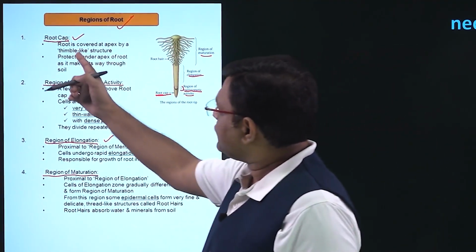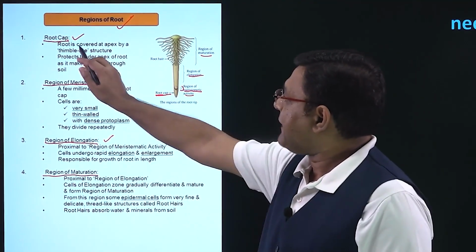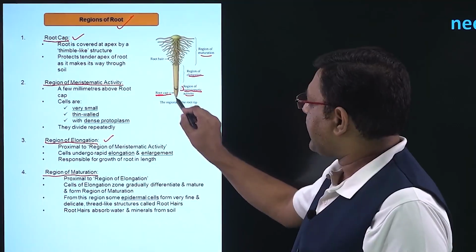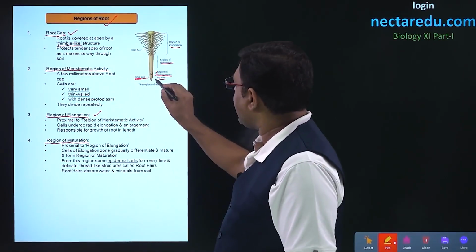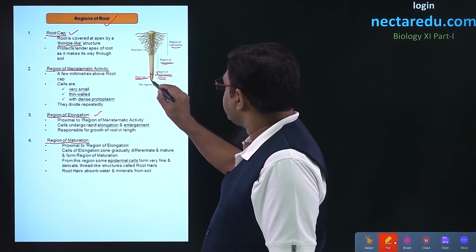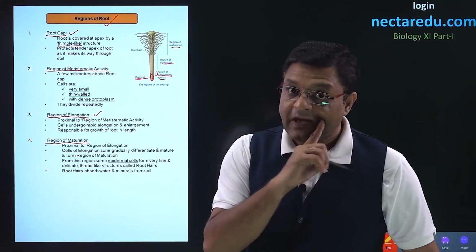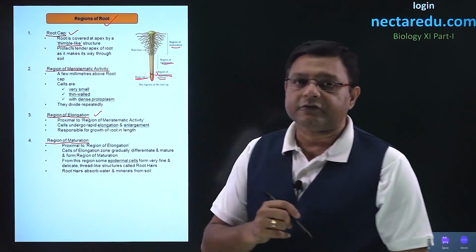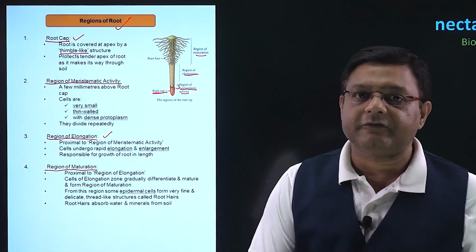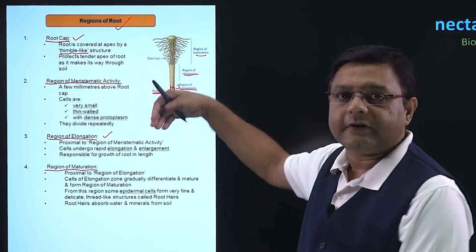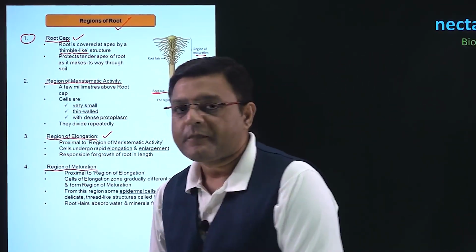Now coming to the first region, that is the root cap. Root cap is located at the apex of the root, and it is a thimble like structure. So this is the root cap, which is a thimble like structure. Now, what is the function of this root cap? It will be protecting the tender apex of the root as it goes down the soil. So, this is the first portion, root cap.